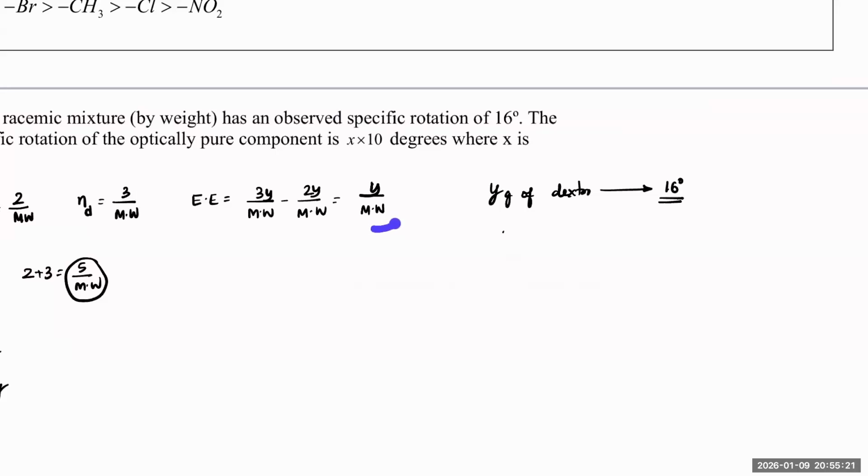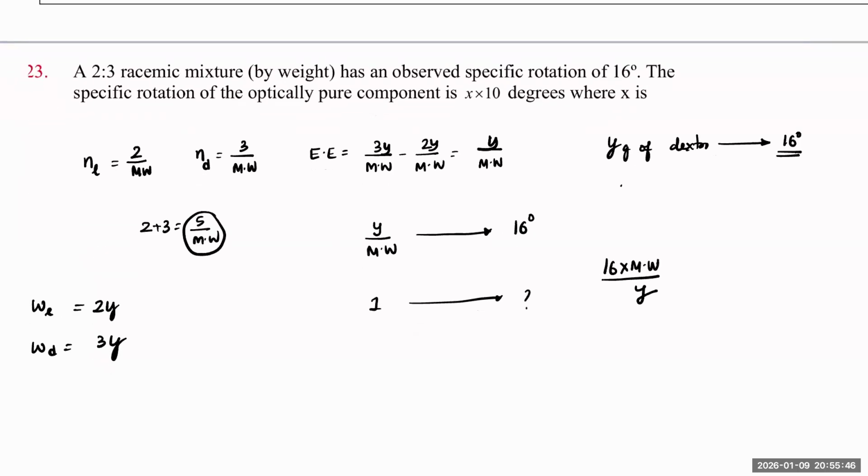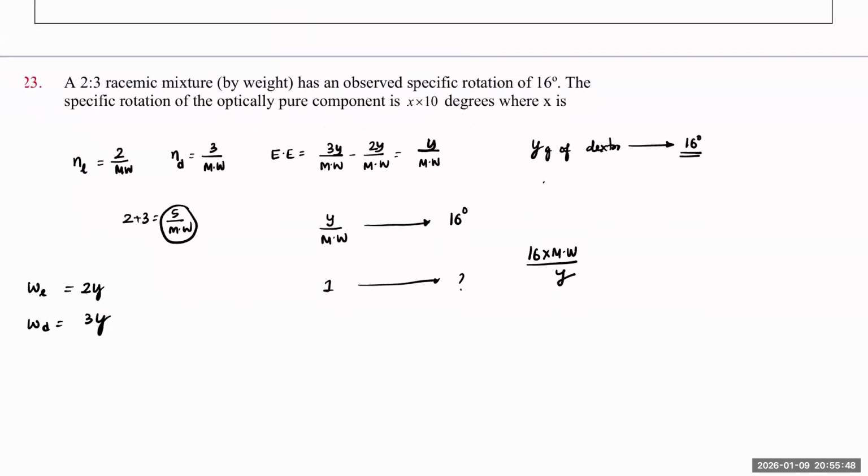See, let's say the enantiomeric excess is Y by molecular mass here. This much is the enantiomeric excess in terms of number of moles. So Y by molecular mass is giving 16 degrees. Then if I take it for 1 mole, how much will it give? So it has to be 16 into molecular mass divided by Y. This is the amount I should get. Clear?